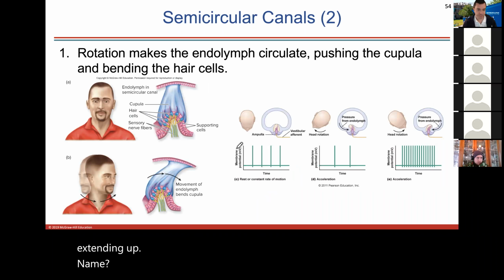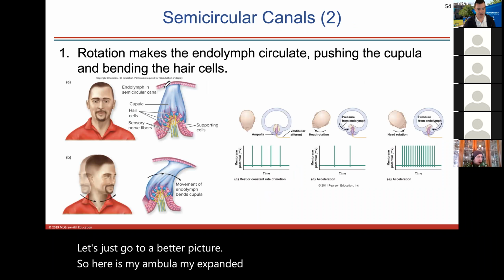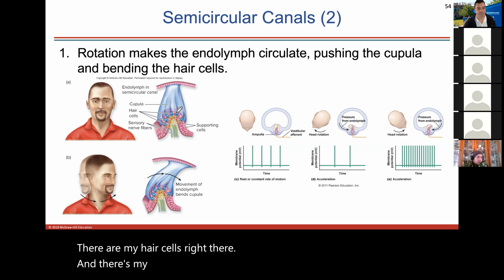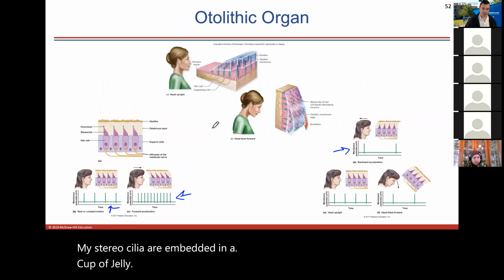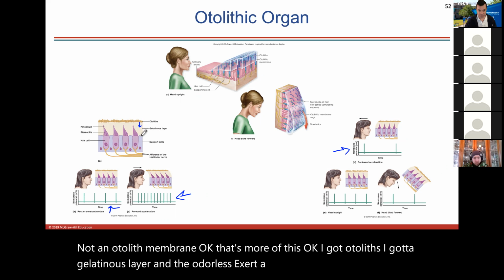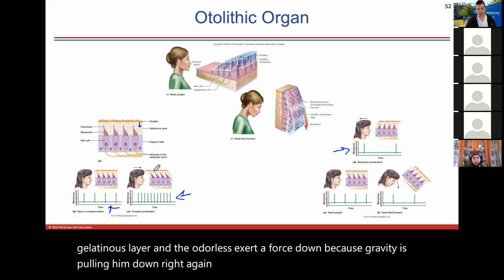Let's just go to a better picture. So here is my ampulla, my expanded end of the semicircular canal. There are my hair cells right there, and there's my stereocilia. My stereocilia are embedded in a cup of jelly. Not an otolithic membrane, that's more of this. I got otoliths, I got a gelatinous layer, and the otoliths exert a force down because gravity is pulling them down, right? Again, that helps me to interpret all the stuff that we just talked about.